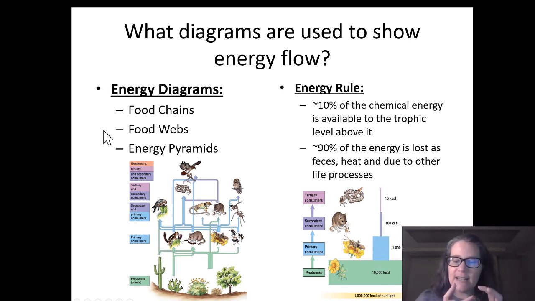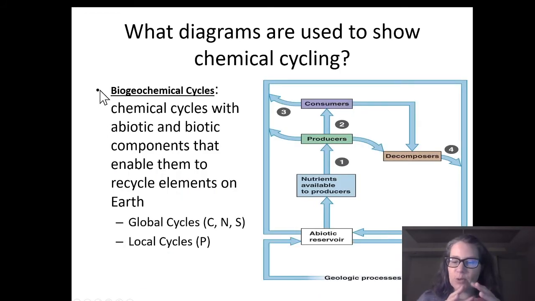Now, just like energy can be diagrammed and visualized, scientists also use diagrams to visualize chemicals cycling, right? And you might have seen a water cycle or a carbon cycle, phosphorus, nitrogen, sulfur, these cycles in textbooks before. They are called biogeochemical cycles because they have a living component and a non-living component to them, which is why we put them in ecosystem ecology, where we're looking at both of these. So these are chemical cycles with both an abiotic and a biotic component to them that enable us to use and reuse different chemical elements on the Earth's surface over and over again.